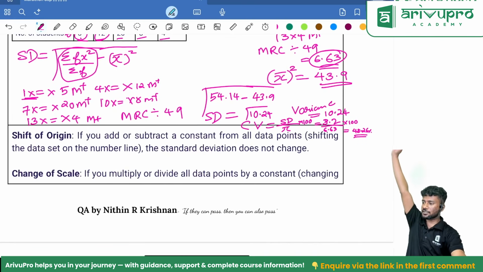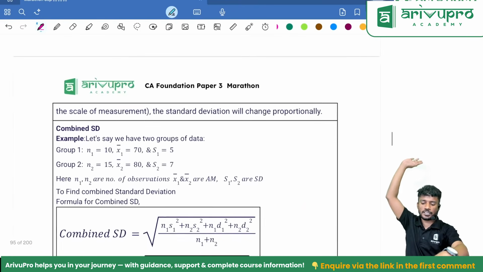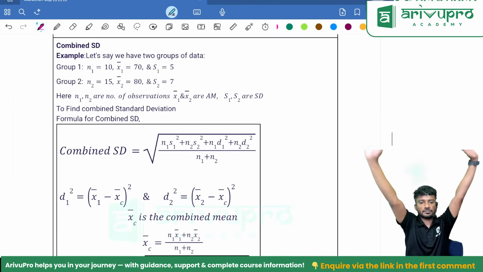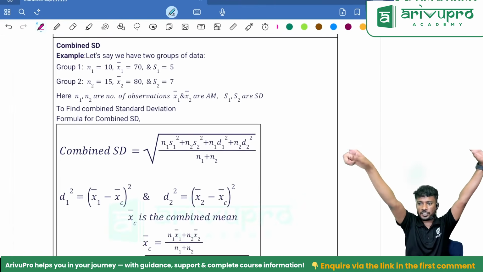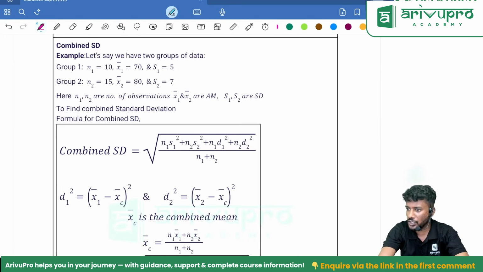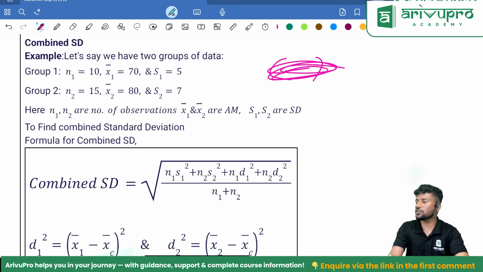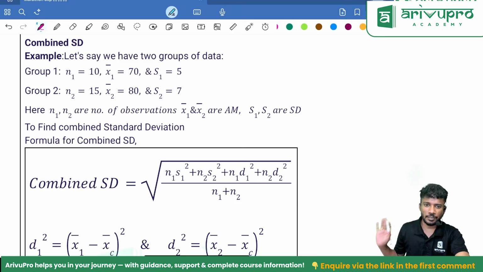So everything is done. Now, what is the effect of origin on standard deviation? Is it affecting the standard deviation? Change of origin? No. Is change of scale affecting standard deviation? Yes, it is affecting. It may not change in sign, but in magnitude it will change always. Keep that in mind.